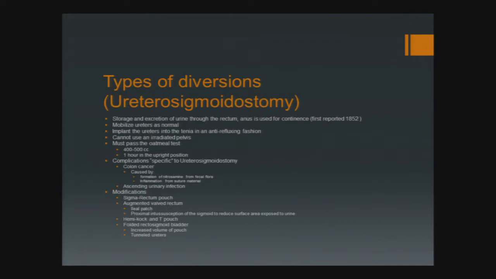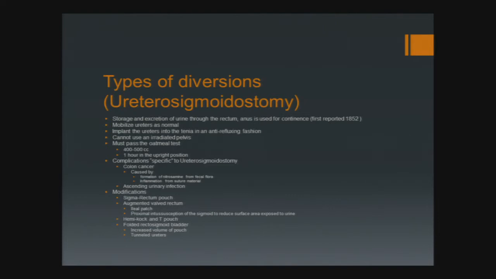So there are some complications that are most often talked about with ureterosigs, and the one that's most often brought up when you talk about ureterosigs is colon cancer. Anytime that you anastomose the ureters to any sort of bowel segment, especially colon, there's a chance for adenocarcinoma. The mechanism is poorly understood.